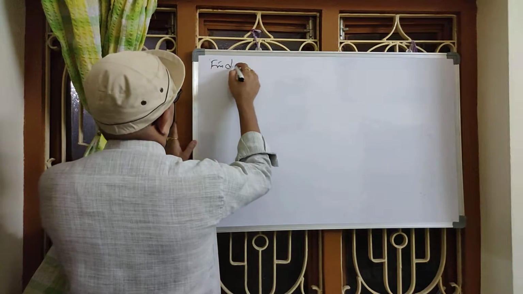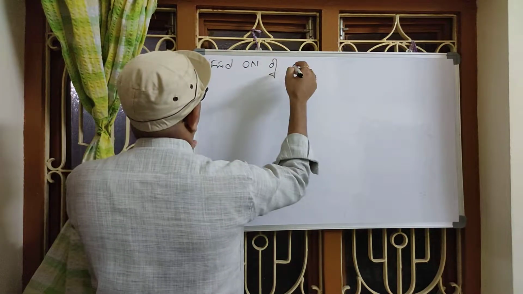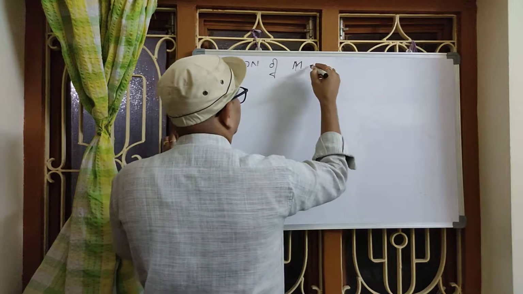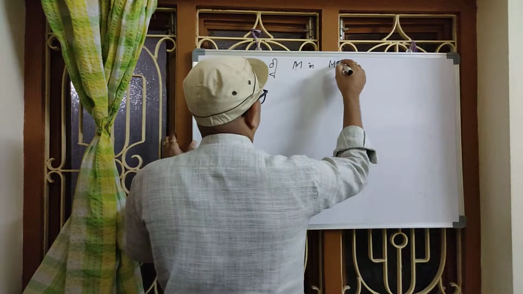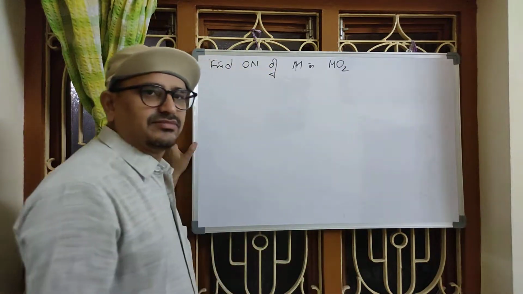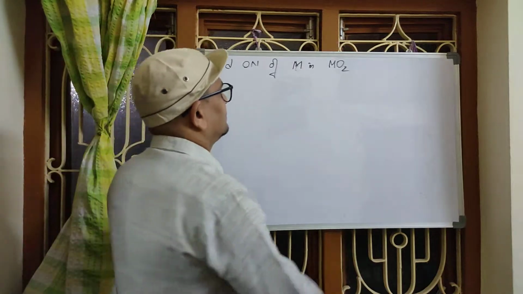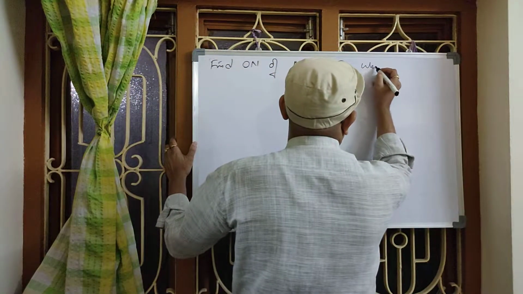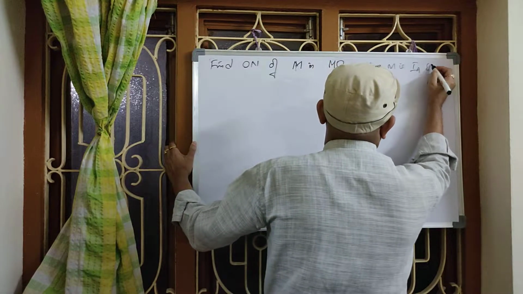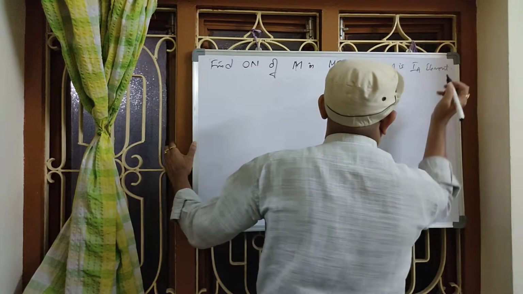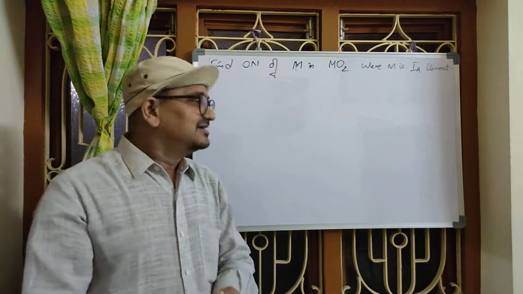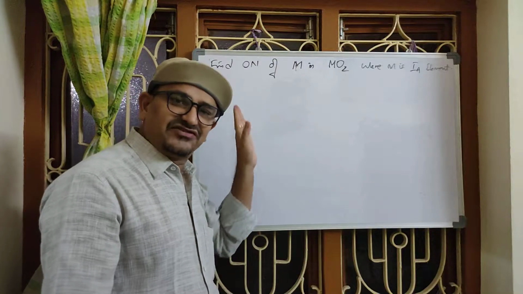Find oxidation number of M in MO2, where M is 1A element. What's meant by 1A element? It belongs to 1A group. 1A group is first group.